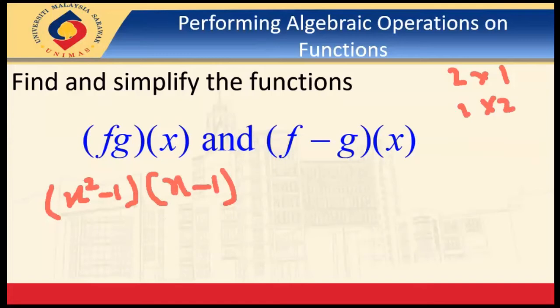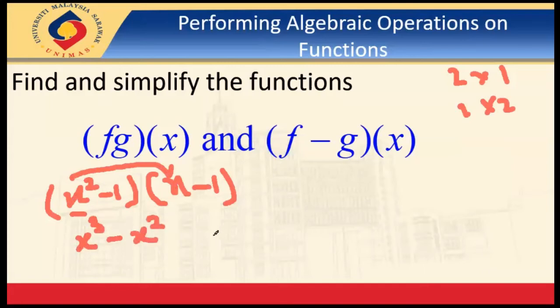Okay, so if correct, then we can actually multiply manually also. How to multiply manually? Meaning to say, we will multiply the x square to each component first. x square times x will be equal to x cube. And x square times minus 1 is minus x square.